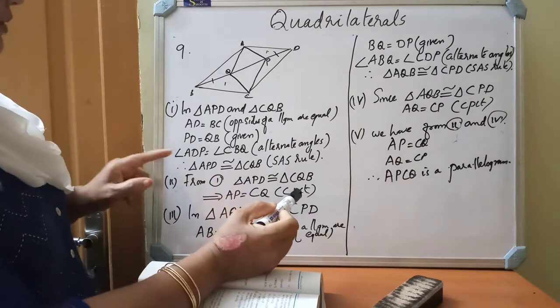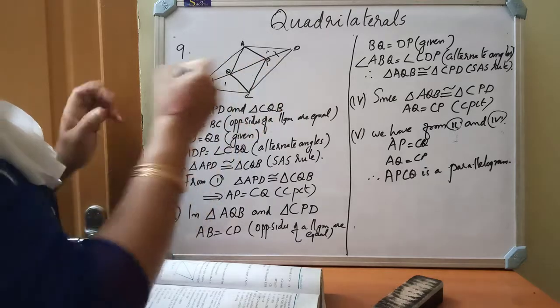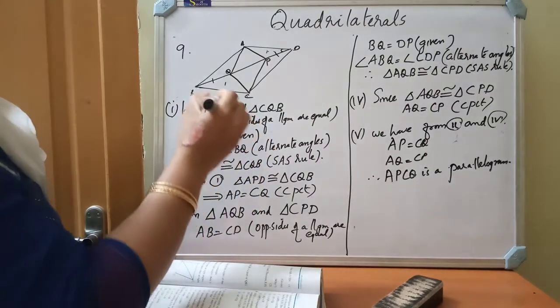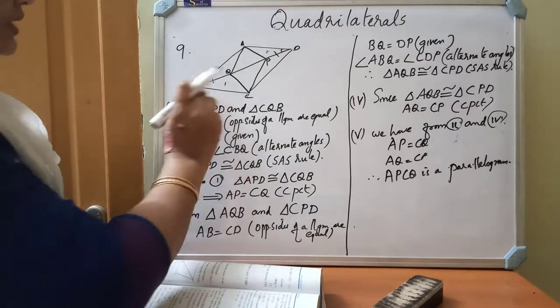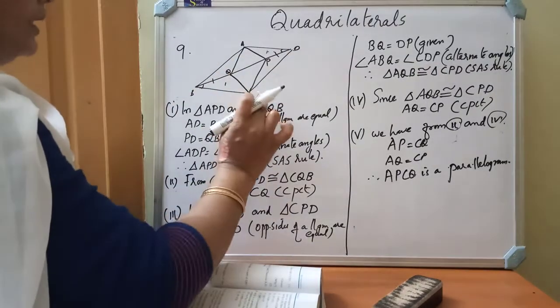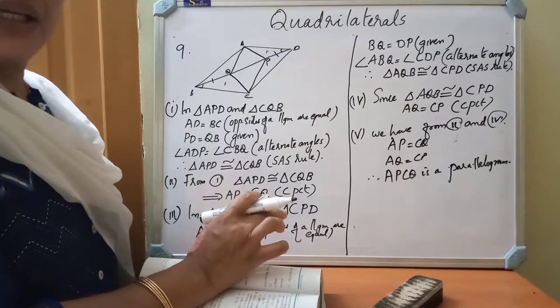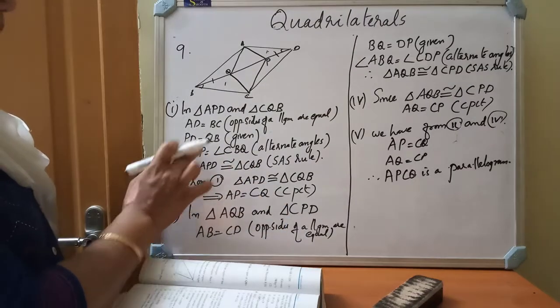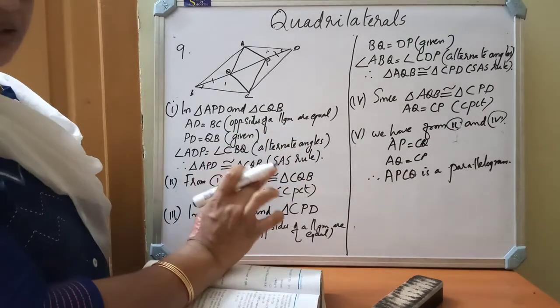Then one angle we have to consider, angle ADP, this angle. This angle is same as what children? What is the reason? Because AD parallel to BC and BD is a transversal. So we know that the alternate angles are equal. That is why angle ADP is equal to angle CBQ, alternate angles.